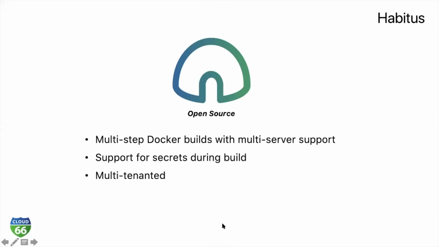Another open source project that we have is called Habitus, which we talked about before. It's a multi-step Docker build, and it also supports secrets during the build, so you can inject secrets into a build without leaving any traces on your image, which is quite useful if you have a private Git repository, for example. You need the private SSH key to run your build-dependent builds or any API keys that you need during your build. You can check it out on habitus.io.